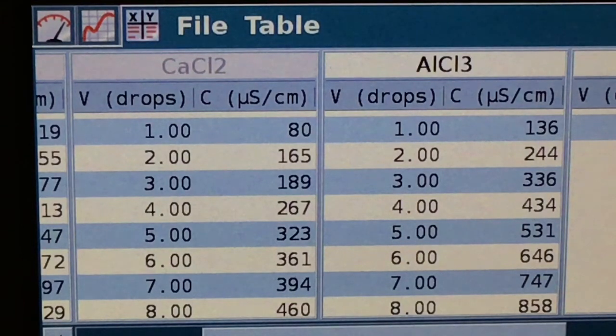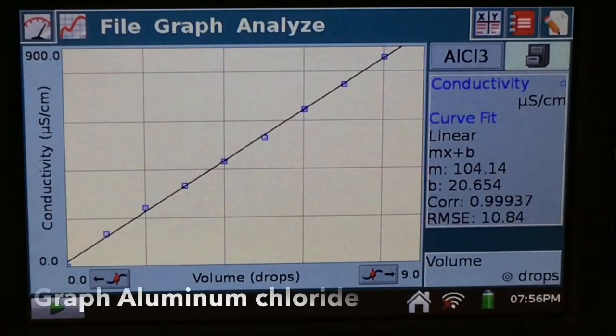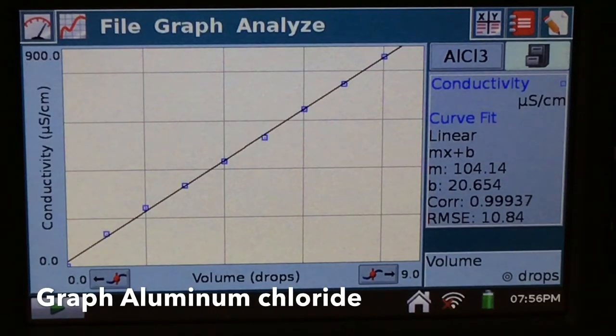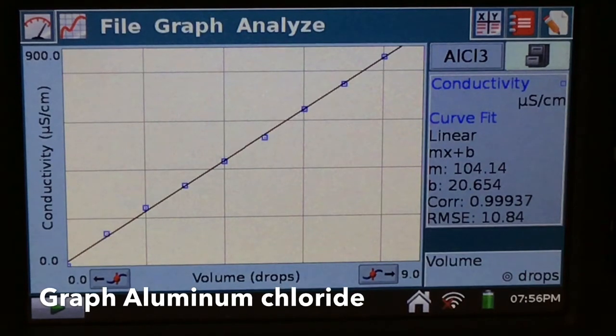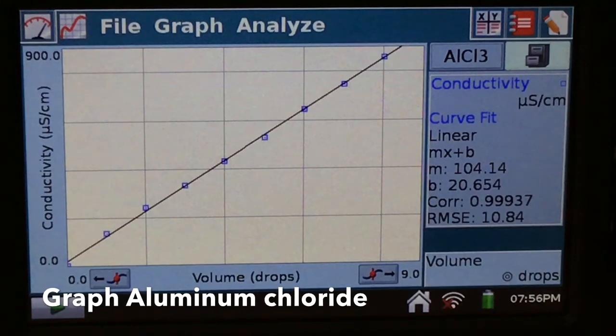This is our last data table, of the AlCl3. This is the graph of the aluminum chloride. See, all the data points fit very close on this one. Make note of the slope and the formula for the line.